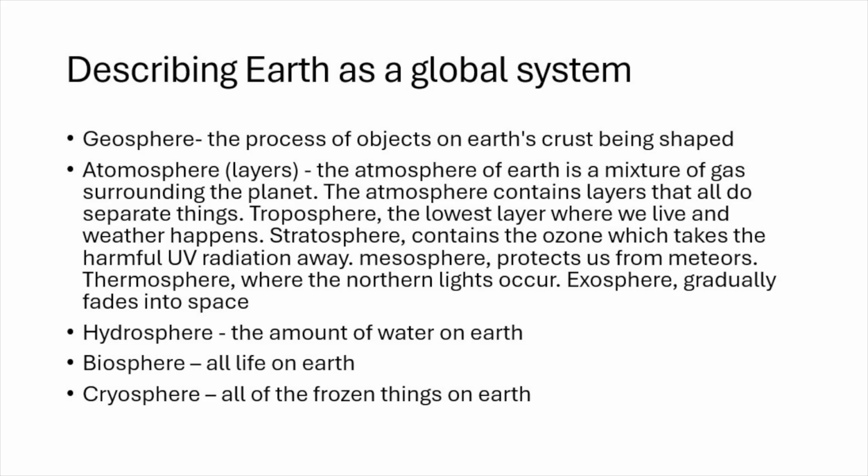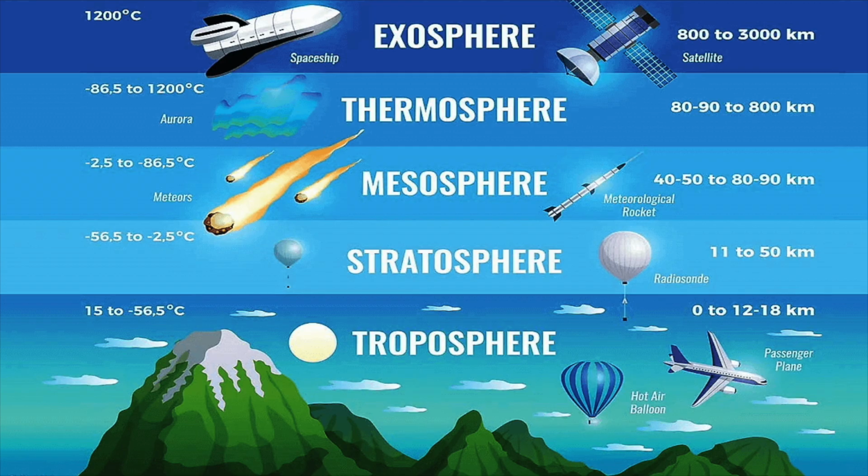The hydrosphere is the amount of water on Earth, the biosphere is all life on Earth, and the cryosphere is all of the frozen things on Earth. Boom.